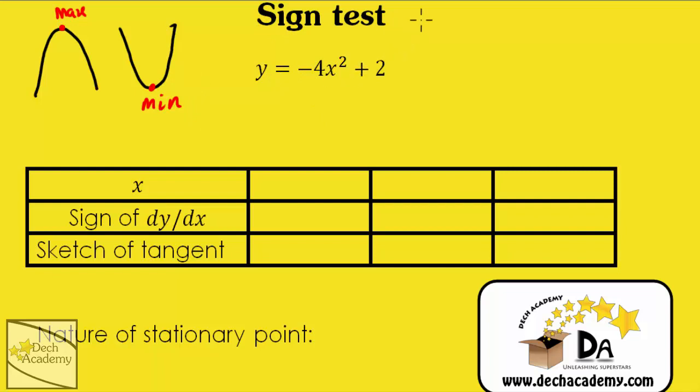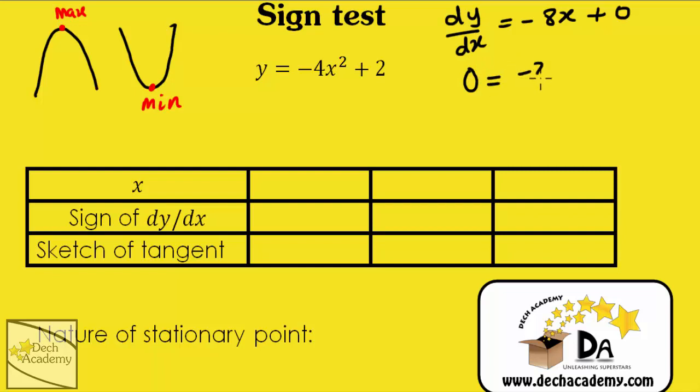So the first thing you need to do is determine the x coordinate of the stationary point of this function. To do that, just find dy/dx. For this function, dy/dx is equal to minus 8x plus the derivative of 2, which is 0. So the derivative of minus 4x squared is minus 8x, plus the derivative of 2, which is 0. So dy/dx is minus 8x. At the stationary point, dy/dx is 0.